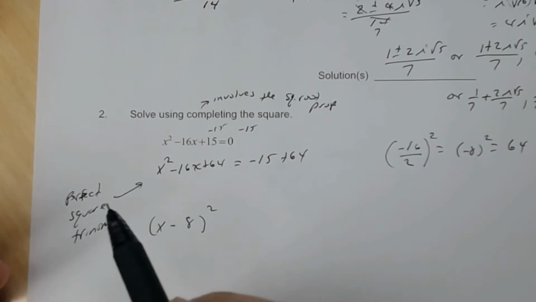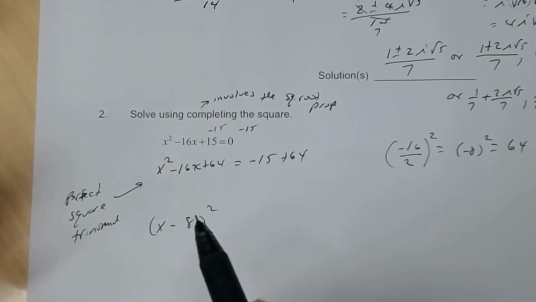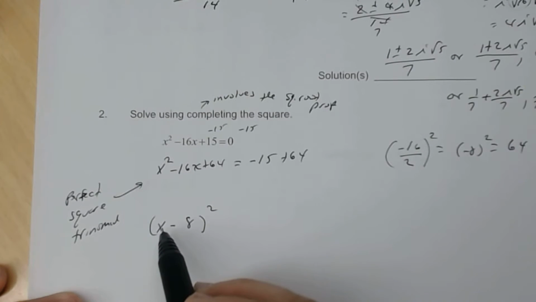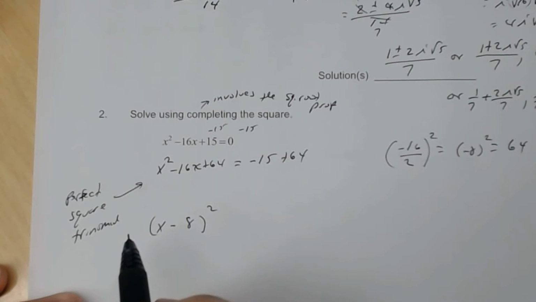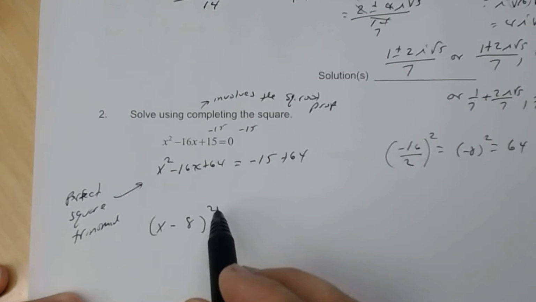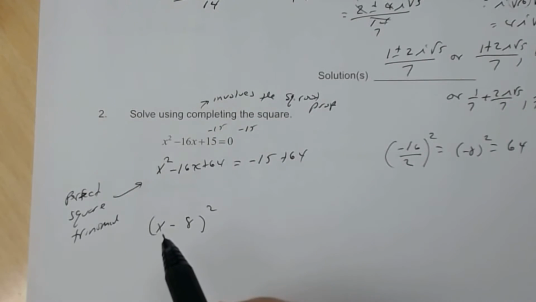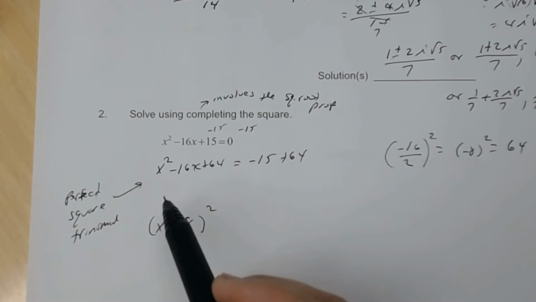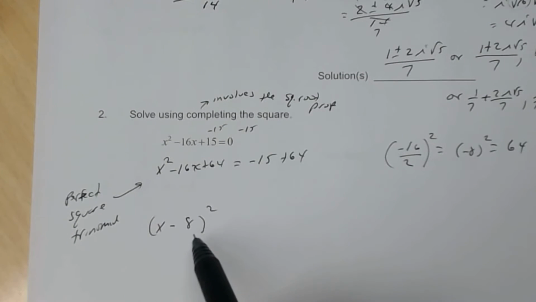So remember, perfect square, just like a perfect number. A perfect number, like 25, is a number that can be written as a whole number raised to the second power. So 25 is 5 squared. 36 is 6 squared. 49 is 7 squared. So that's what makes a number a perfect square. What makes a trinomial a perfect square is the same idea: an expression raised to the second power.